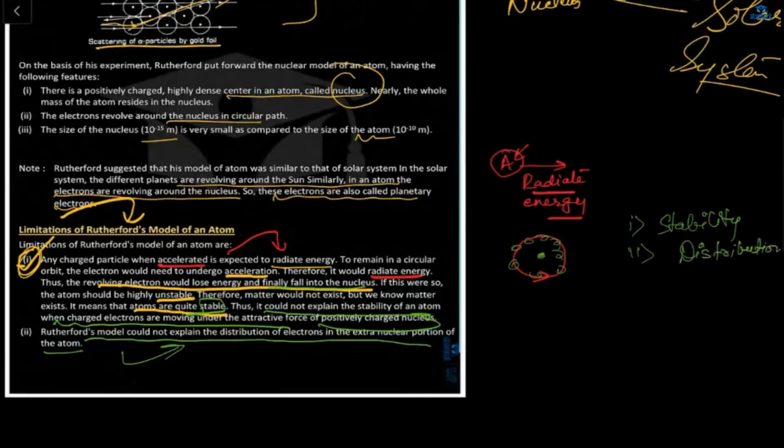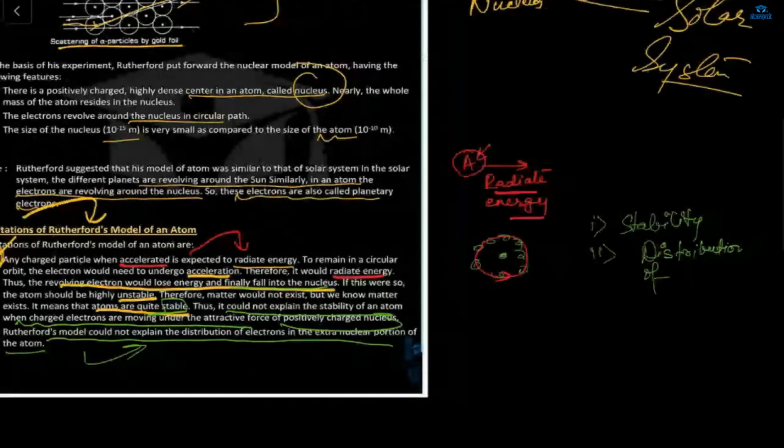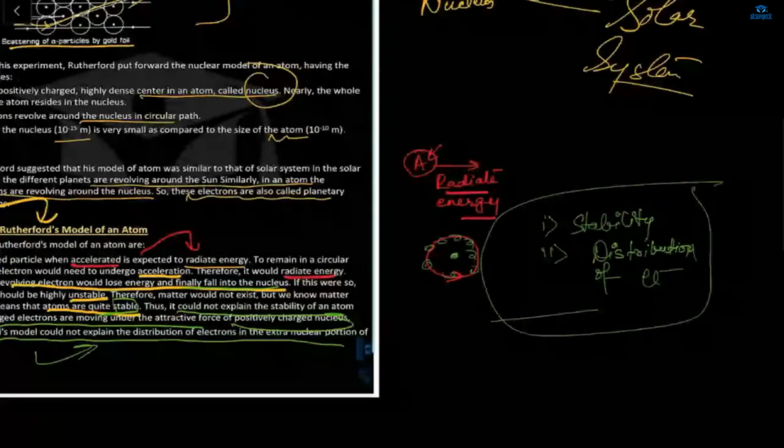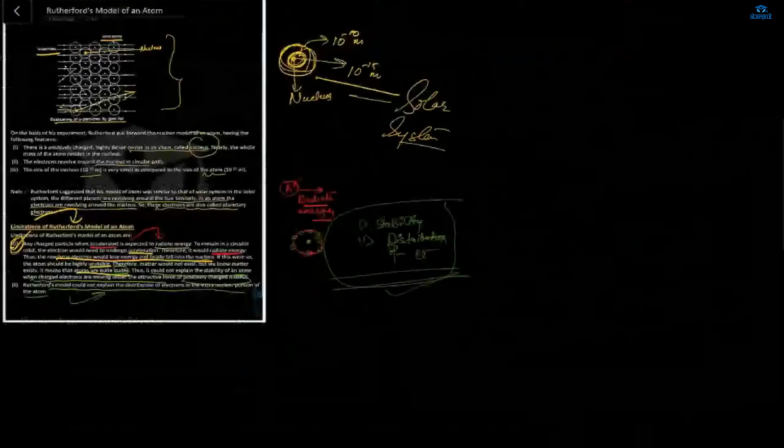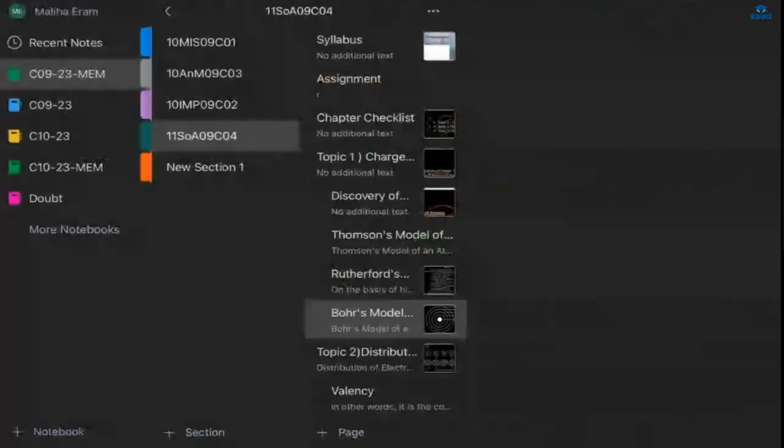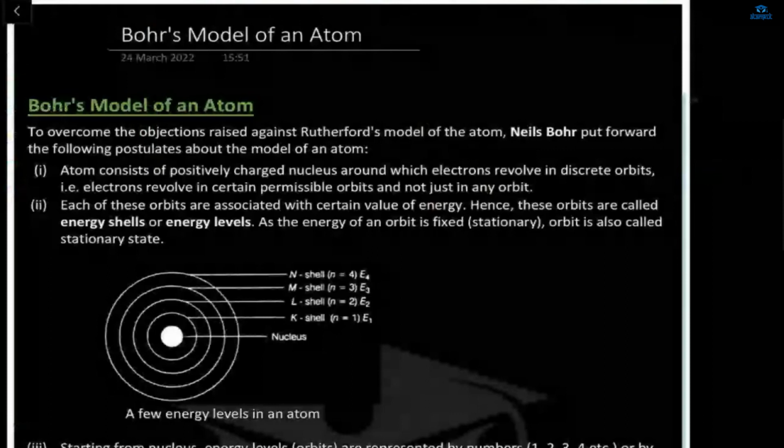Distribution of what? Distribution of electrons. So first is the stability of your atom, and second is the distribution of your electrons. So this is the limitation of the Rutherford model. Now we'll learn about Bohr's model.